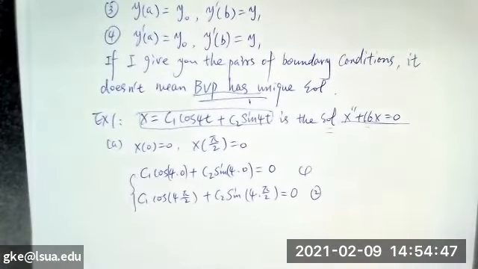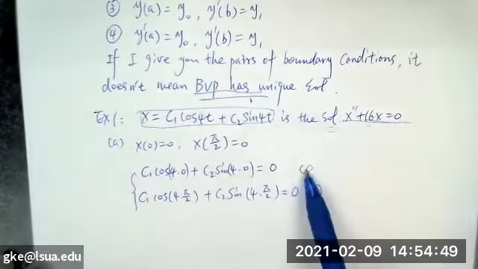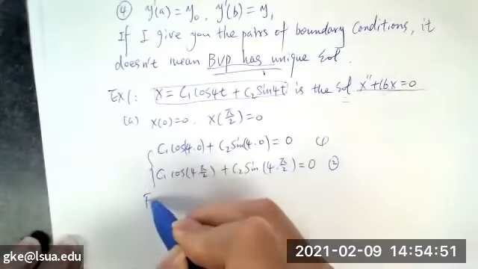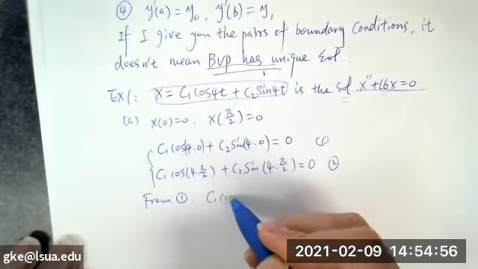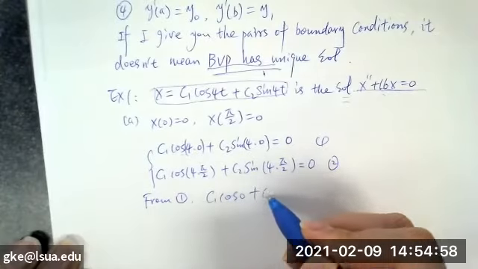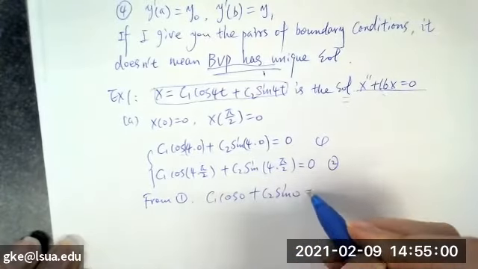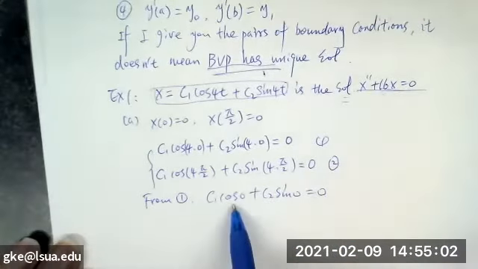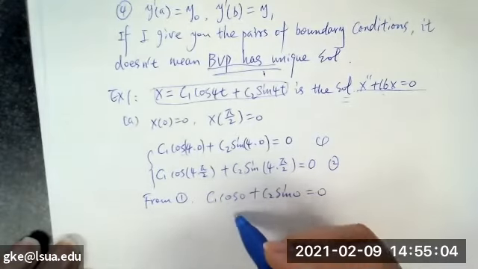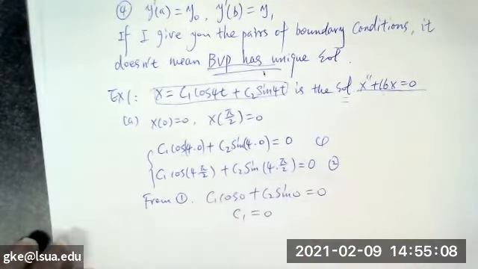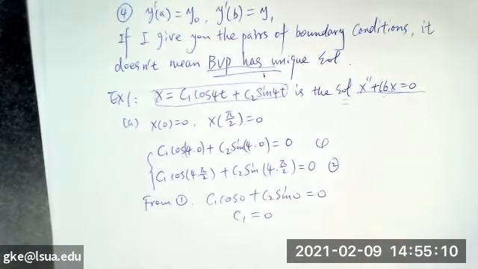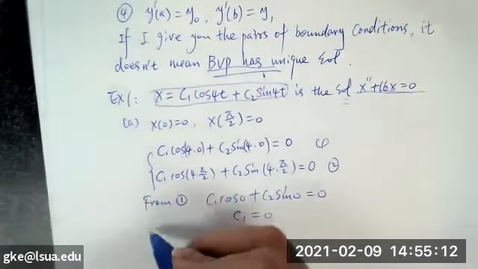Okay. Now we can simplify it. For the first condition, C1 cosine 0 plus C2 sine 0 equals 0. We know cosine 0 equals 1, right? 1 times C1. And sine 0 is 0, 0 times C2. So we get C1 equals 0.